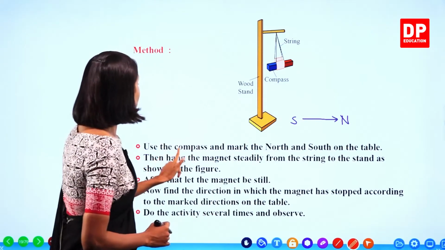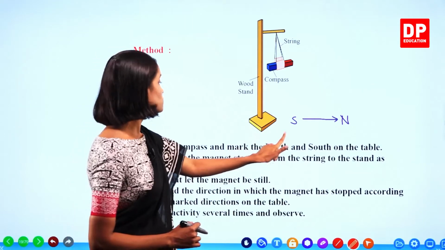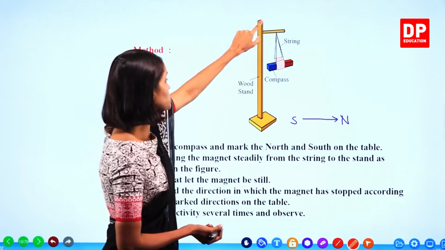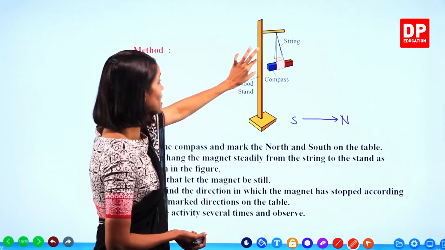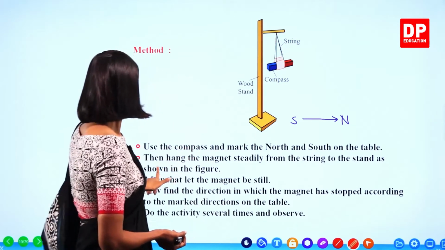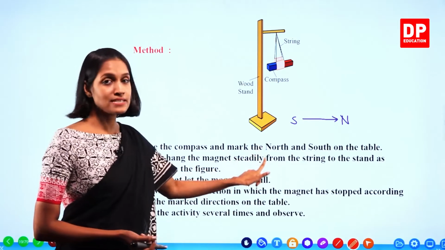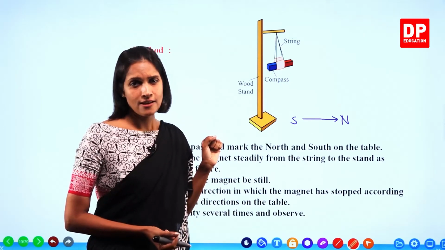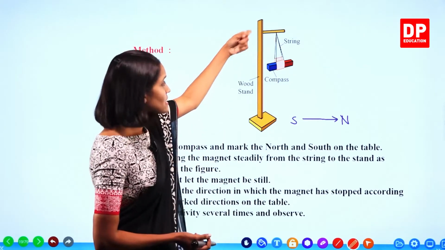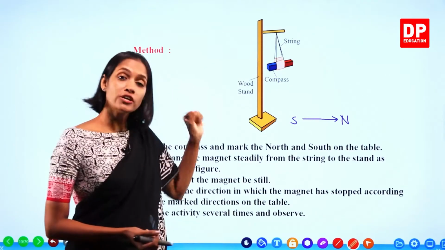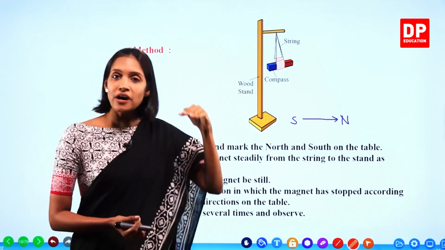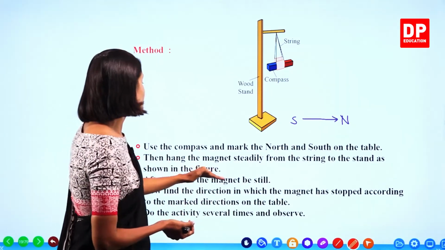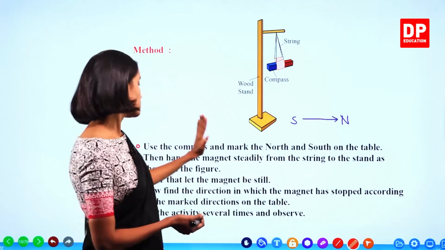And then hang the magnet steadily from the string to the stand as shown in the figure. Look at this one. Using the string, you have to hang this bar magnet, and after that, let the magnet be still. After hanging this one, it will move a little here and there, right? Because the string is twisted, sometimes this magnet will rotate and move, and finally it will become still.